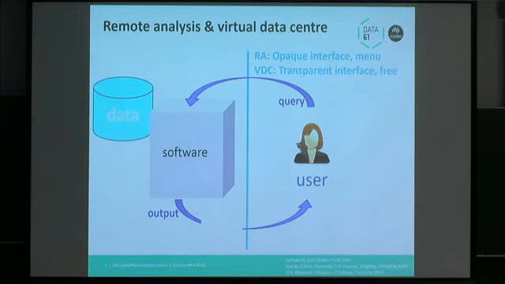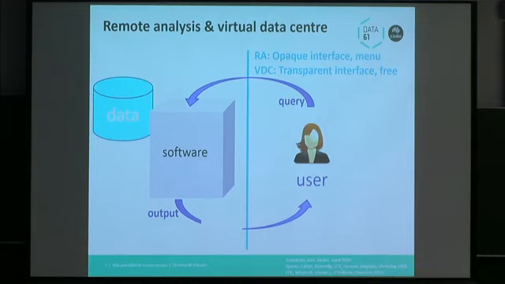In a remote analysis server, that barrier there is opaque. So the user cannot see the data, can't interact directly with the data. They can just shoot queries in and get responses back. Okay? It's very restrictive. In a virtual data center, the interface is transparent. The user can see the data, interact directly with the data, and receive outputs.